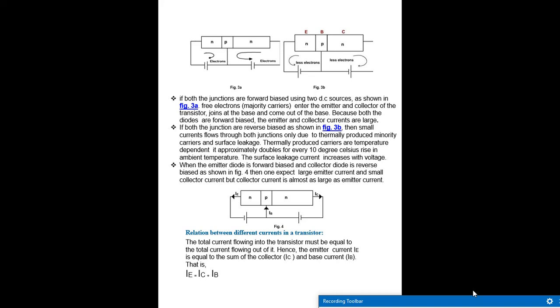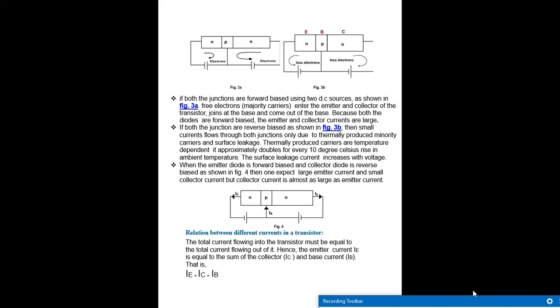When this is a reverse bias, a very small amount of minority charge carrier current will be flowing. The minority charge carriers from the emitter will be flowing to the base and then to the collector. So in figure 3a, the majority charge carriers from emitter to base to collector will be flowing. And once again in figure 3b, the minority charge carriers from emitter to base to collector will be flowing.